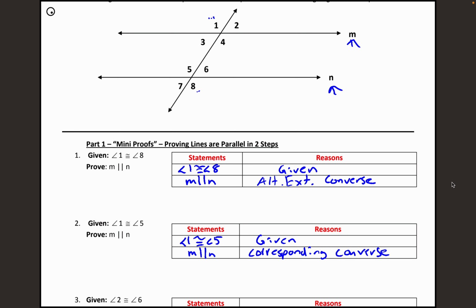Not converse. They're trying to come up with this word. Consecutive interior. And yes, you can go to the bathroom.